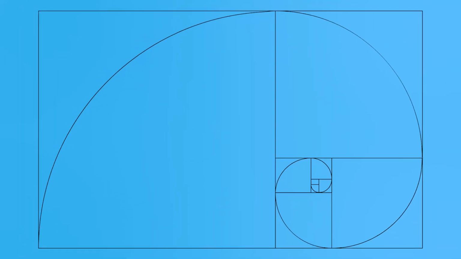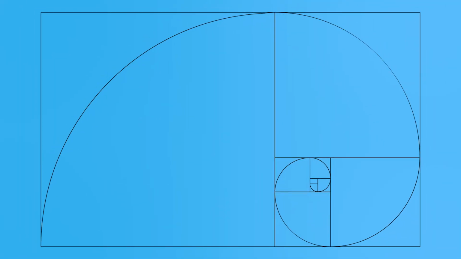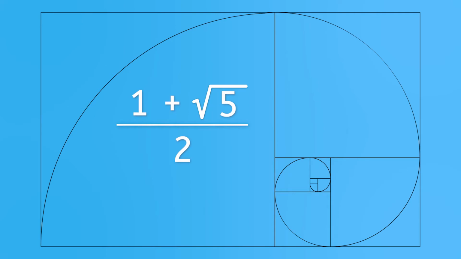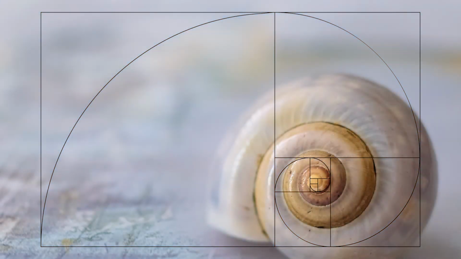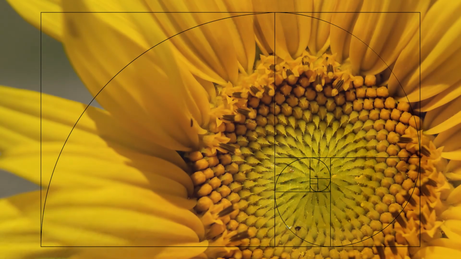Let's move on. One of the most famous irrational numbers in nature, the golden ratio, is irrational and features a radical. It can be written as 1 plus the square root of 5 over 2. The golden ratio shows up everywhere in nature, from the spiral of a snail shell to the pattern of sunflower seeds at the center of a sunflower, to even the proportions of the perfect human face.